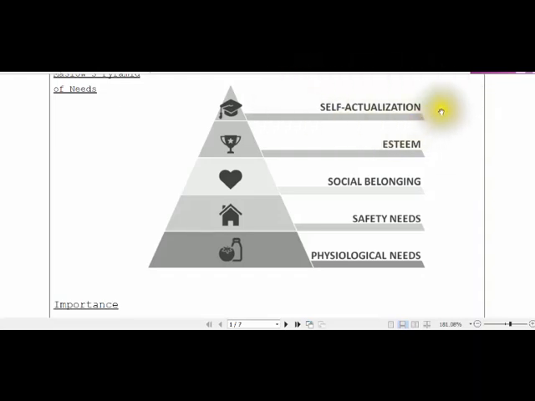The last tier is self actualization. This means that you know what your potential is and you're trying to achieve it. It's a little bit too new agey type of stuff, but you don't really need to worry about that too much. It's just knowing who you are and knowing what you want to be and working towards it.